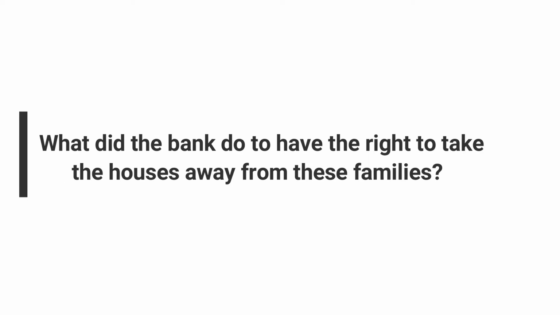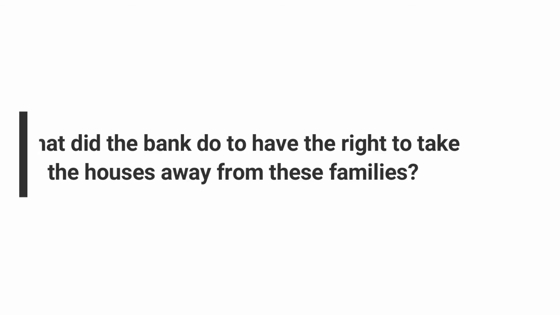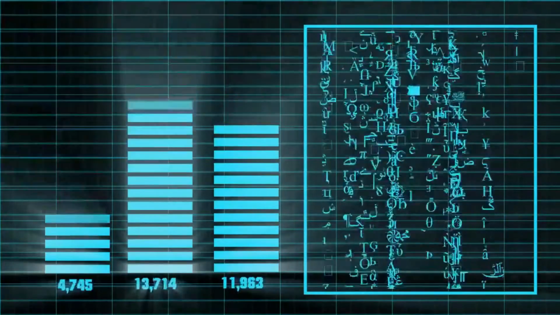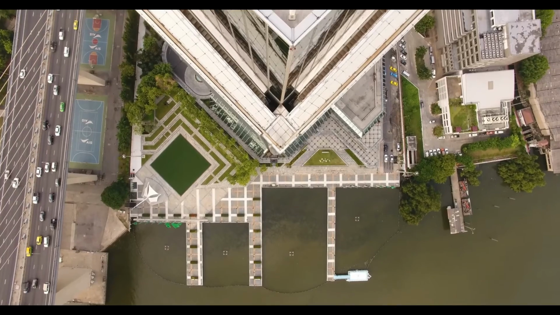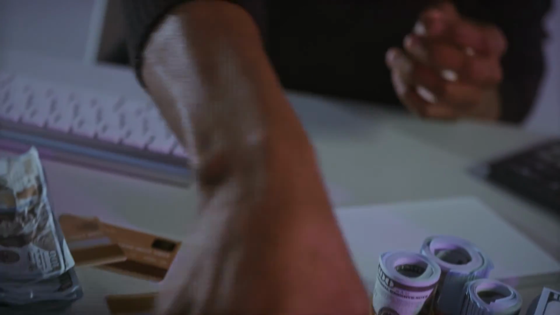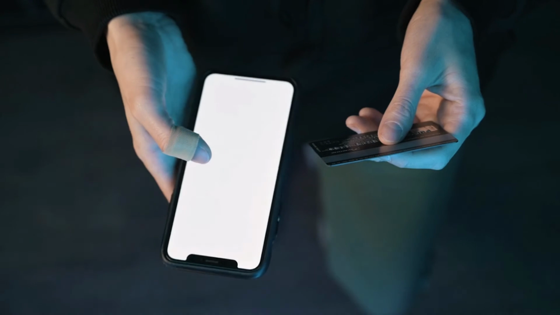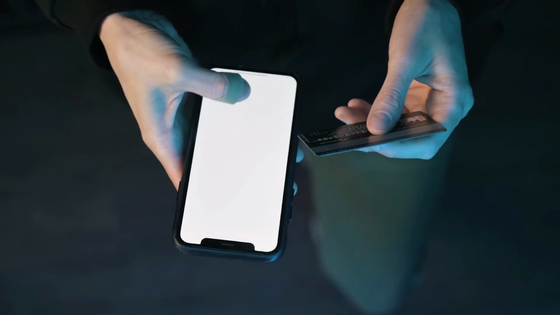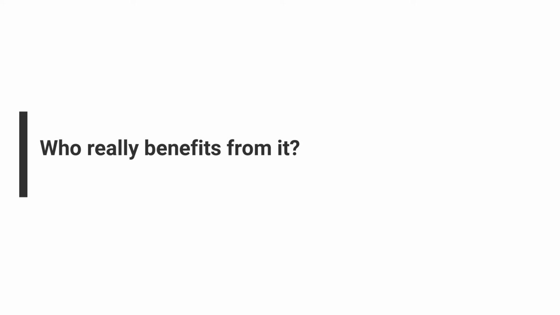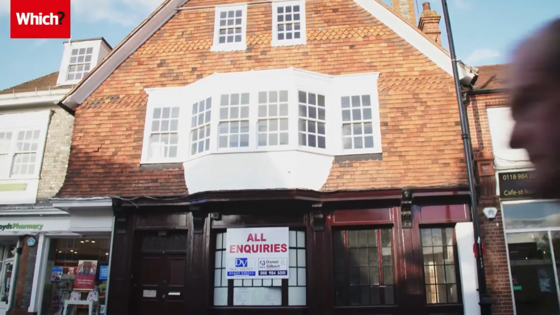But here's the biggest question anyone should ask. What did the bank do to have the right to take the houses away from these families? If what they did was write numbers on a screen, this is why mortgages are the best-selling product on bank shelves and why it's a bad idea to let banks create money and control it. Instead of getting excited about all these new electronic forms of payment, think for a second and ask, who really benefits from it?